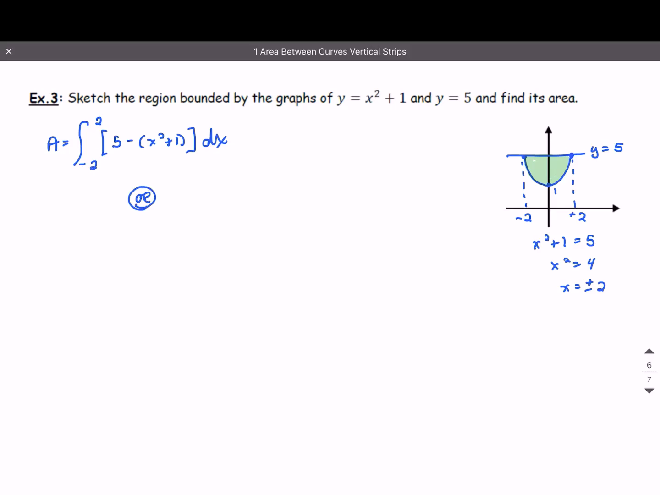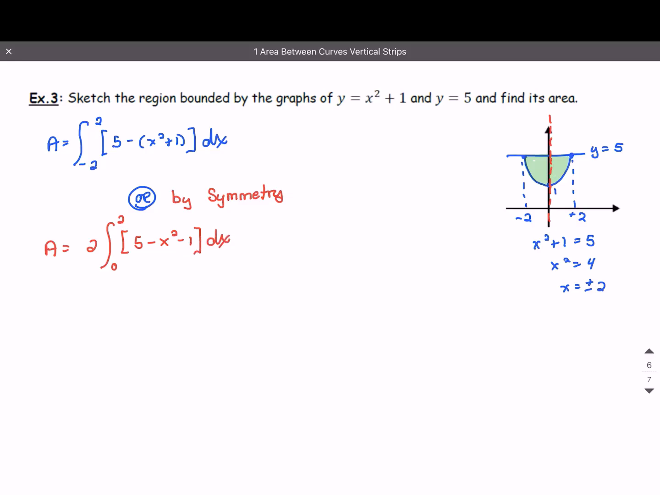Or if you look at this graph, there is perfect symmetry over the y-axis, right? Because y equals x squared plus 1 is an even function. It's symmetric with respect to the y-axis. So by symmetry, we can say that the area is 2 times the integral from 0 to 2 of 5 minus x squared minus 1. I just distributed that negative.